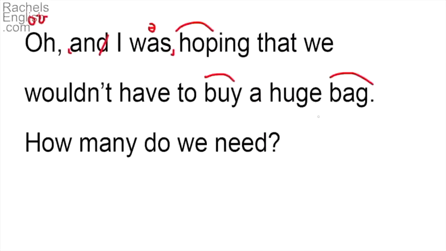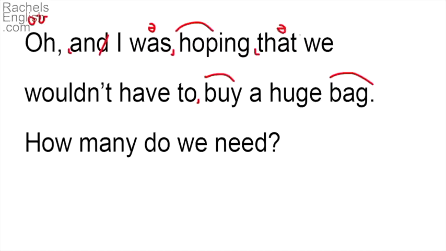That we wouldn't have to buy. What's happening here? We have that we wouldn't have to, and then a little bit longer on buy. So how are we saying these words so quickly? The word that, we reduce the vowel to the schwa so that we can say it more quickly.